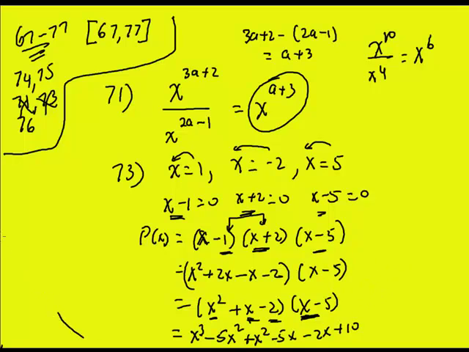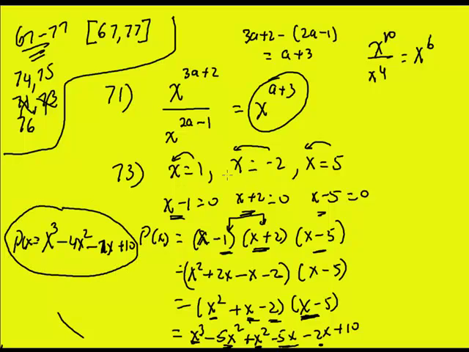So when I clean this up, my p of x will look like x to the third. Negative 5x squared plus x squared gives me negative 4x squared. Negative 5x and negative 2x give me negative 7x. And then plus 10. This was a polynomial that gave us these solutions as roots. Just going backwards. Alright, so that's 73, so let's go to 74, 75, 76.